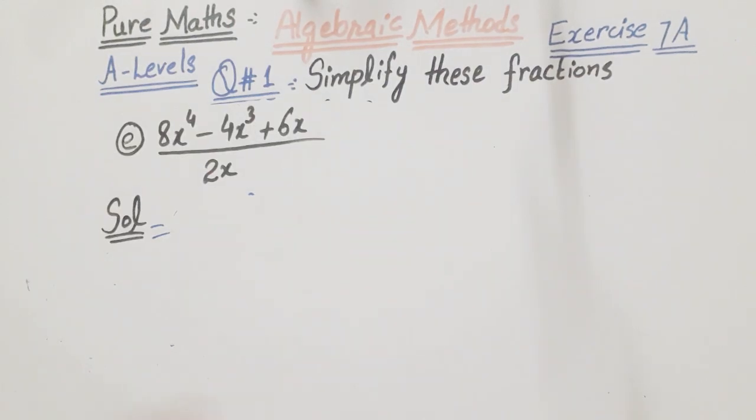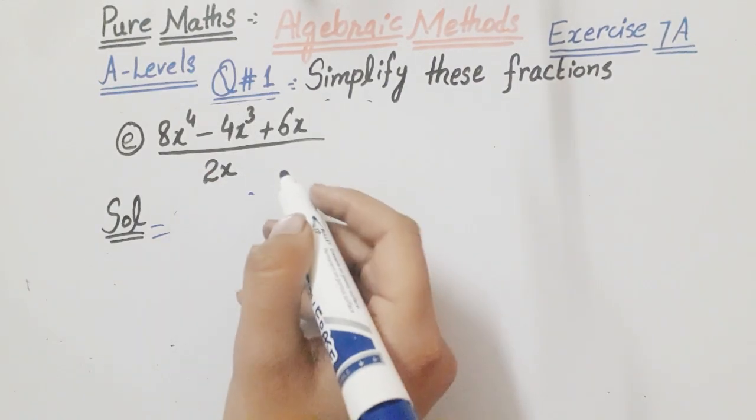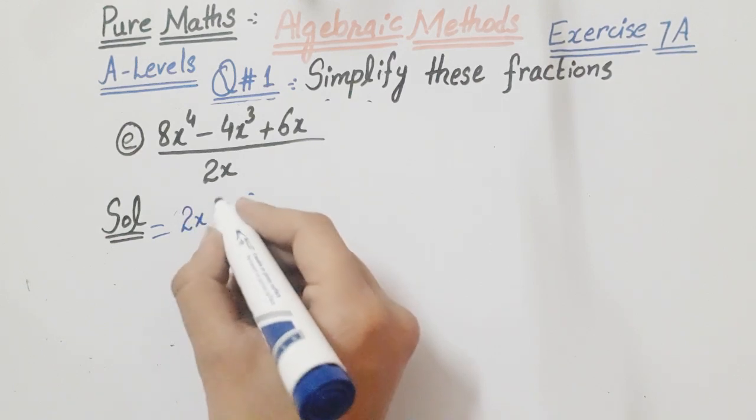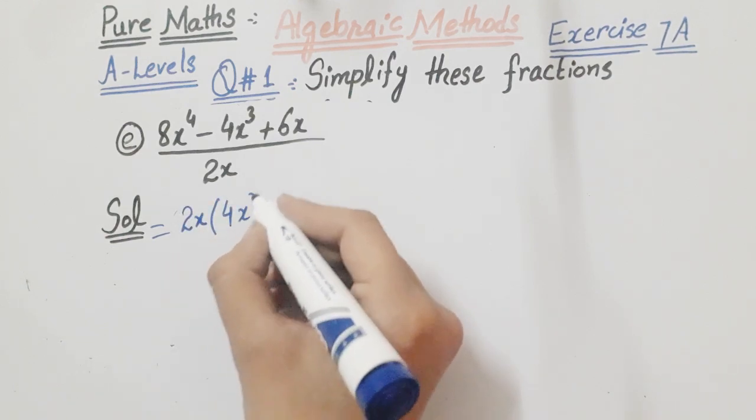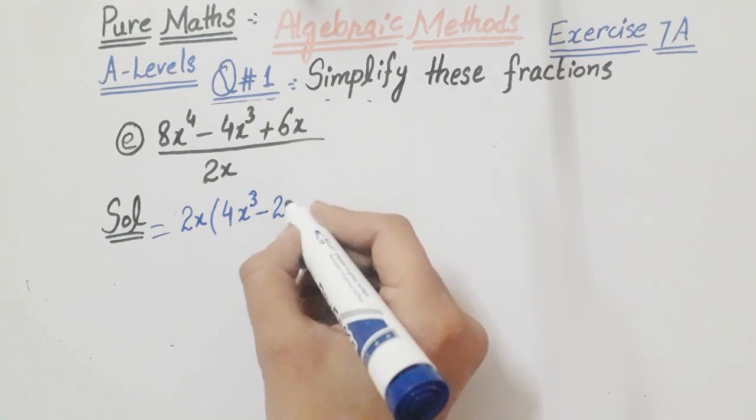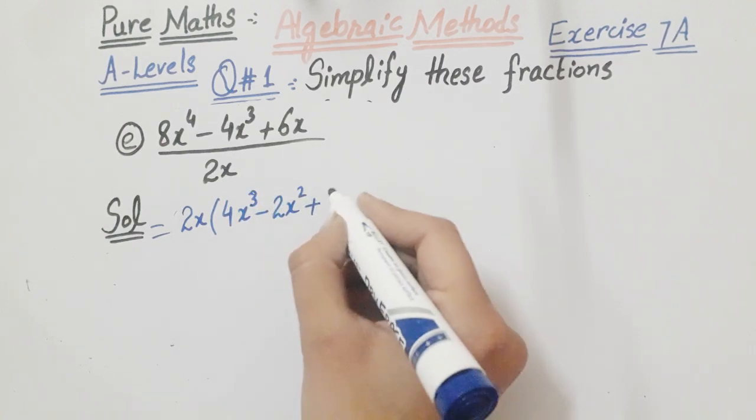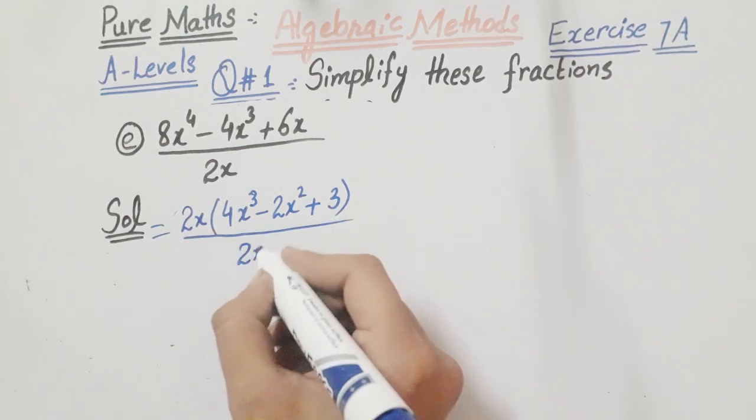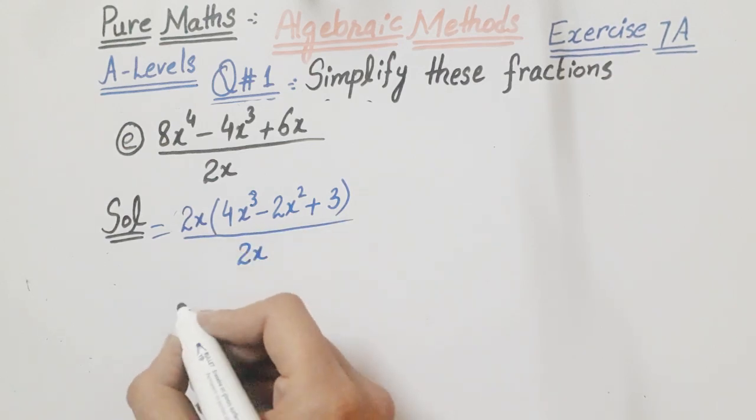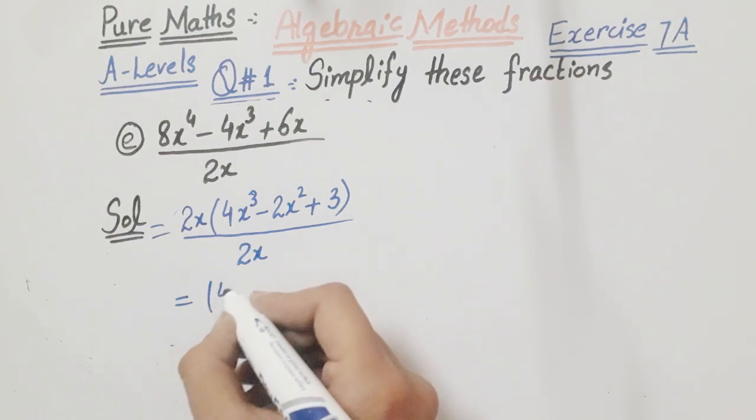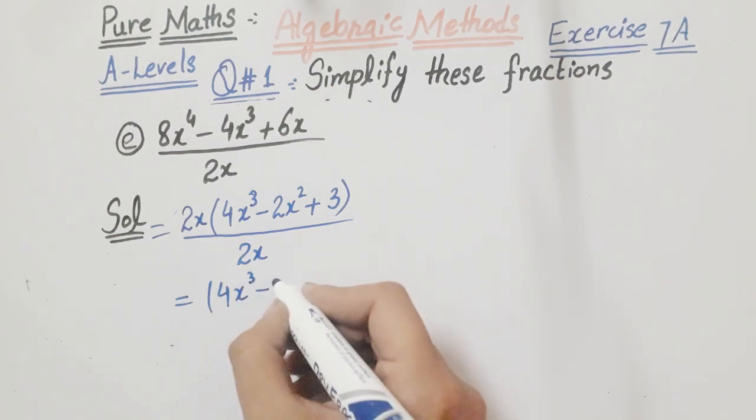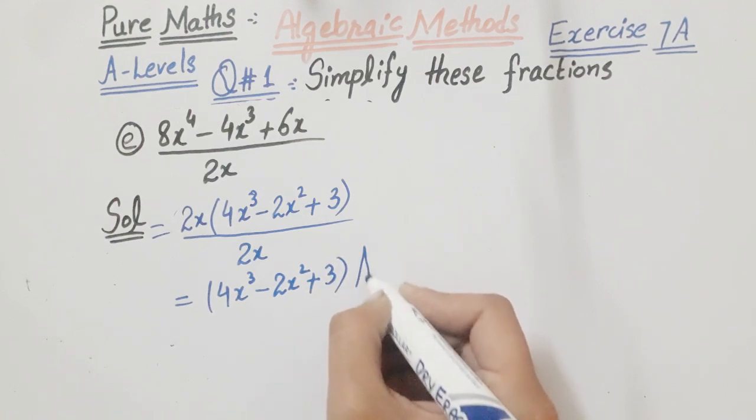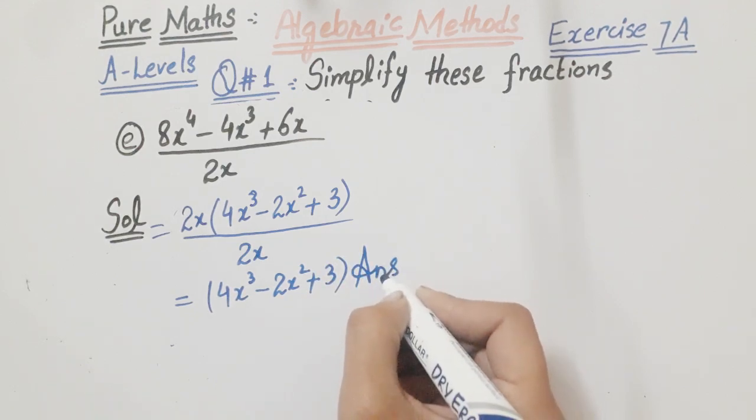Now we will solve part E. In this question we will take 2x as common. So 2x into (4x^3 - 2x^2 + 3) divided by 2x. We will cancel 2x by 2x and the answer is 4x^3 - 2x^2 + 3. So this is the answer of this question.